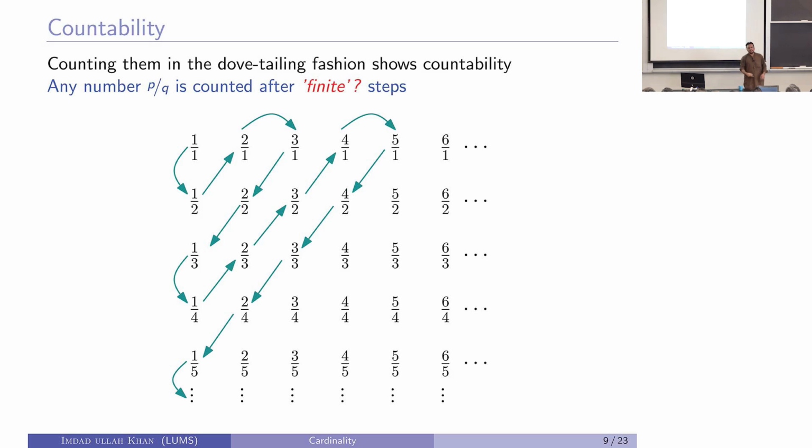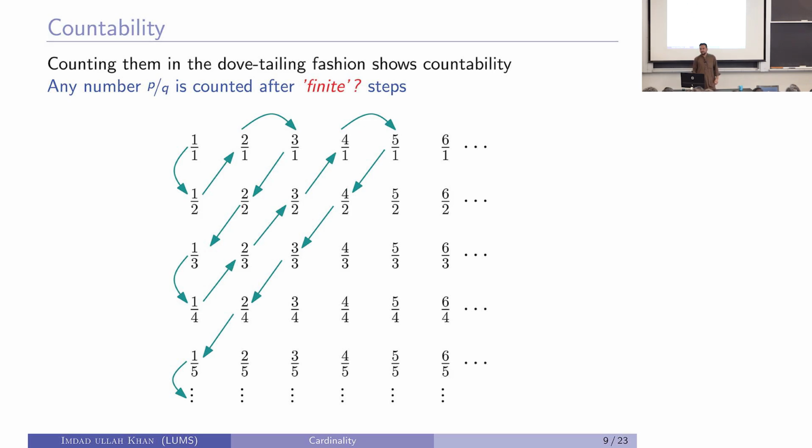This is called a dovetailing thing. It's no big deal. Don't get confused by this. Absolutely nothing. I just couldn't give it a name. Counting them in this dovetailing fashion. So just this picture tells me that everything will be counted after a finite amount of time. If you really want to find precisely what that time is, you can do this. I won't go into the details of this right now, because if you see this table, there is a lot of repetition.